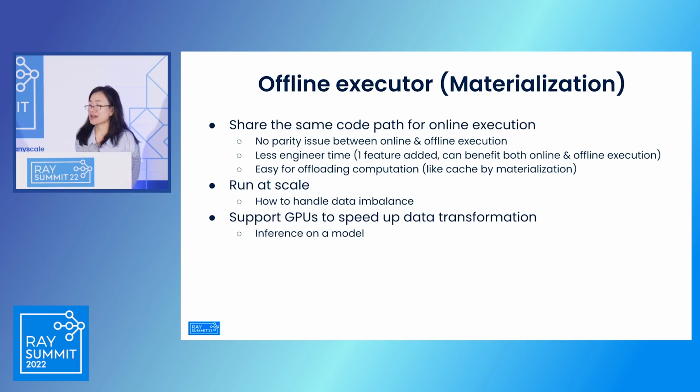Other than graph optimization, now comes the offline executor part. So we use Ray as our backend and work with the data loader I mentioned before for the offline execution. It brings us a lot of benefits. First of all, no parity issue at all because we are using the same data loader. Secondly, less engineer time is invested in developing a feature because once a feature is added, you don't need to modify two places to add the same support. It can be leveraged for both passes.